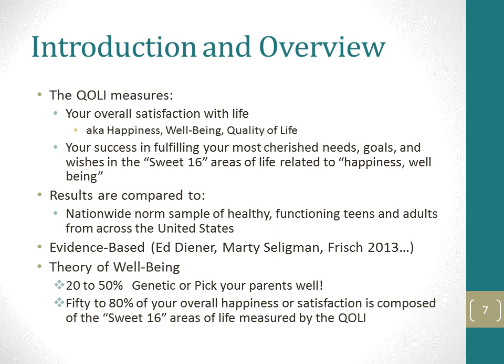Now, my theory of happiness says that 20 to 50% of your happiness is genetic, so you want to pick your parents carefully. That leaves 50 to 80% of your overall happiness being composed of what I call the sweet 16 areas of life measured by the QOLI. These are items on the quality of life inventory.